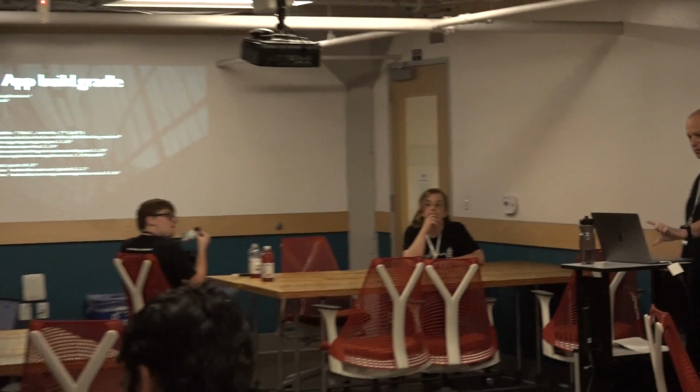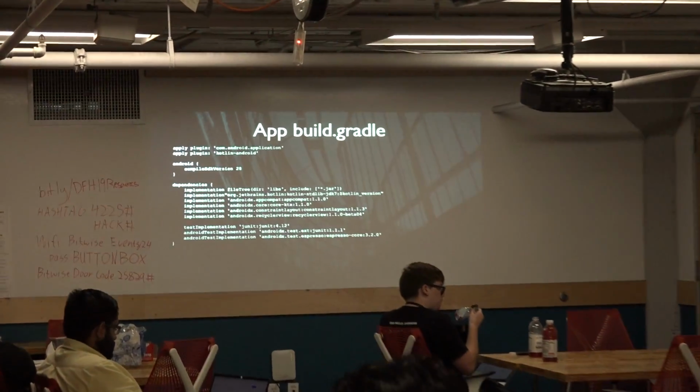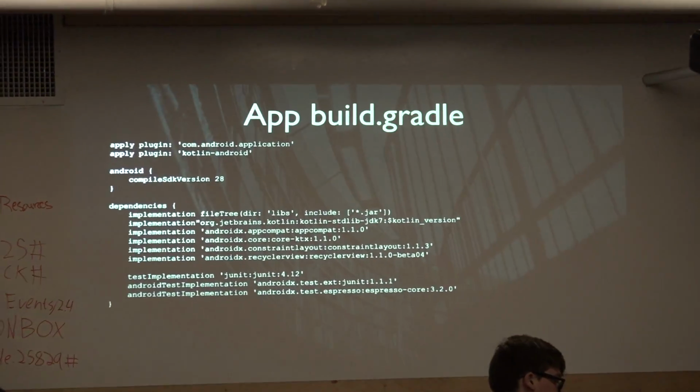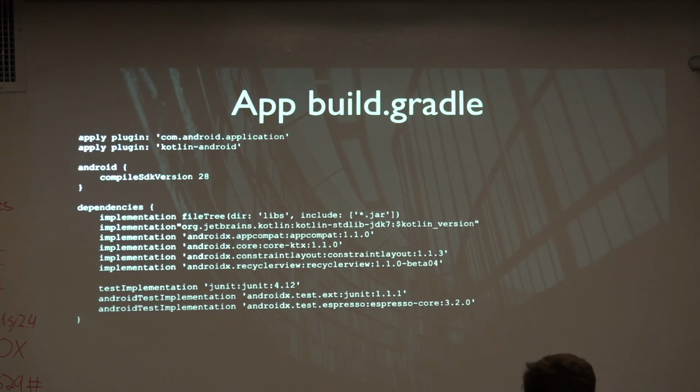Usually, this is the app level, and this is where you define your dependencies. So here you can see that we've defined our Kotlin standard library. And these are some of the different standard libraries that you would add to your app.